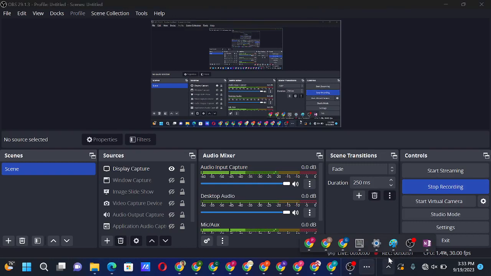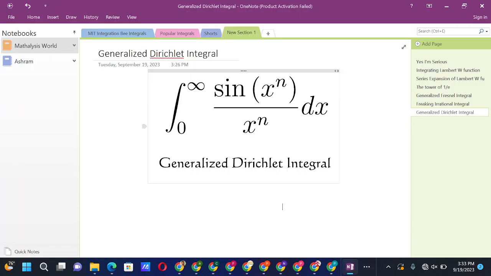In this video, we are going to solve the generalized Dirichlet integral. So we have this integral from 0 to infinity of (sin x)^n over x^n dx. The first thing we want to do is replace x^n by y. That will simplify our integral a lot, which gives us y equals x^n.